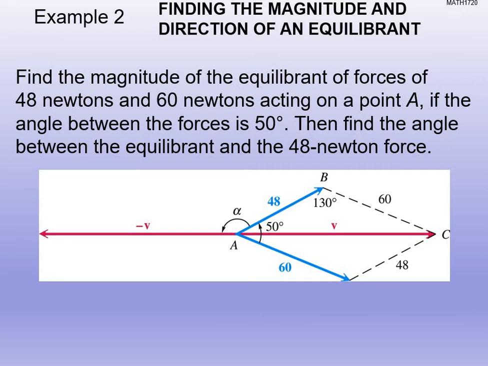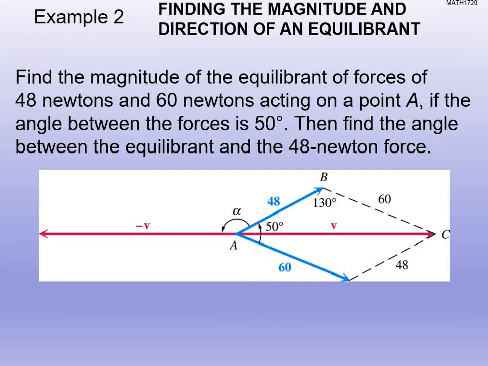Then we want to find the angle between the equilibrium and the 48 Newton force. So you have to draw the equilibrium, okay? What you did first is you drew AB, then you drew AD, then you drew the resultant vector AC, and we call it vector V. That's the resultant vector. Then you have to draw the equilibrium vector. That's the negative vector that's pointing to the left, okay? The equilibrium vector is always the opposite vector: same magnitude, opposite direction.